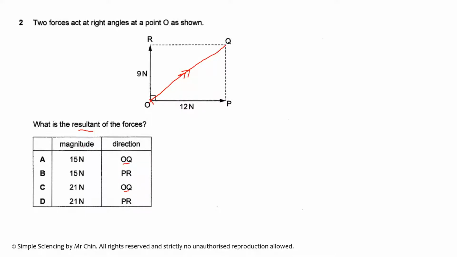Next, how do we find the magnitude of this force? We can use the mathematical form of Pythagoras theorem to determine the magnitude. So OQ can be determined to be the square root of OR squared plus OP squared. This will give you 9 squared plus 12 squared, and the answer is 15. Therefore the answer is A.